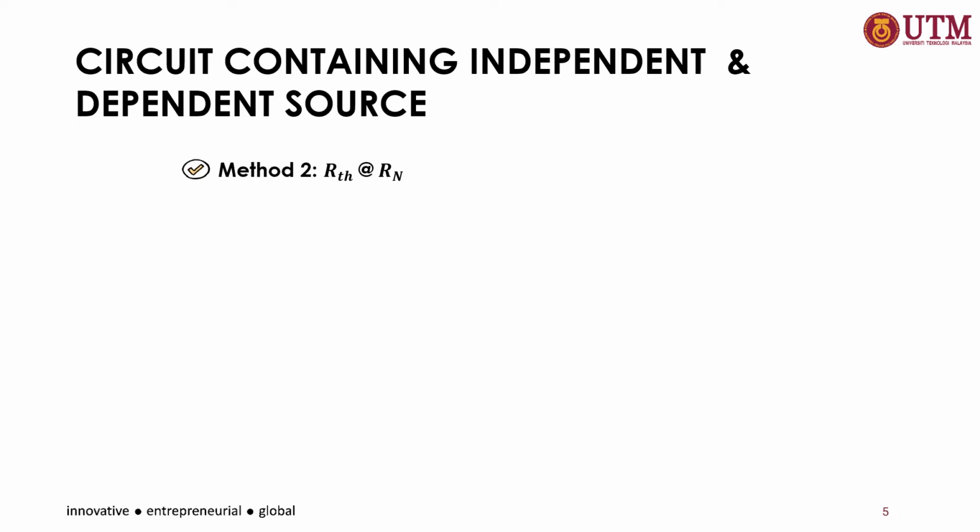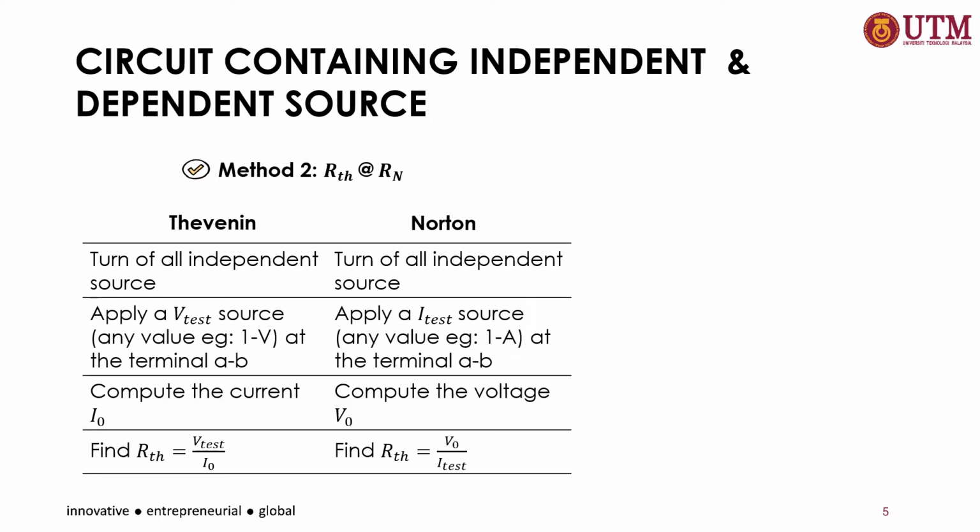For the second method, to find the R Thevenin or R Norton, we use the V test or I test. For the Thevenin, we turn off all independent sources and then we apply a V test source at any value. For example, we use 1 volt at the terminal AB. This is the load terminal. And then you compute the current I naught, which is the I total, and then you can find the R Thevenin equal to the V test, which is 1 volt here, divided by I naught, the total current I.